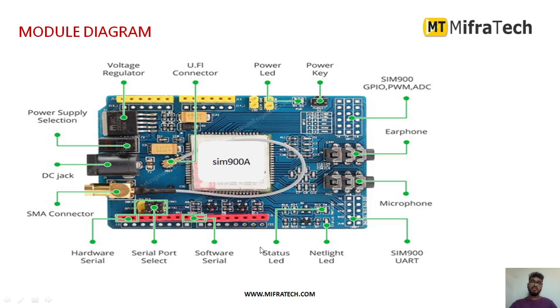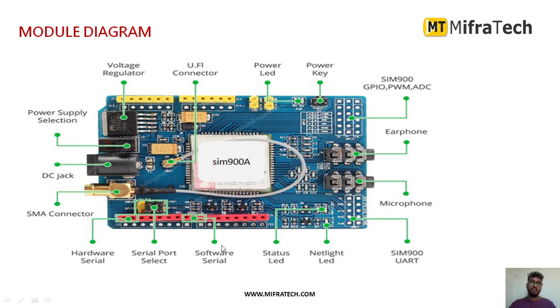So this is how a SIM 900A will look. It mainly has different things here, as you can see. There is an earphone jack, in order to connect an earphone, and a microphone jack, and there is a SIM 900 UART. As you can see, this one is the UART. There is a net light LED and a status LED. The net light LED tells us, whenever we connect this SIM 900A and insert the SIM, whether we are getting the network or not. And there is a status LED.